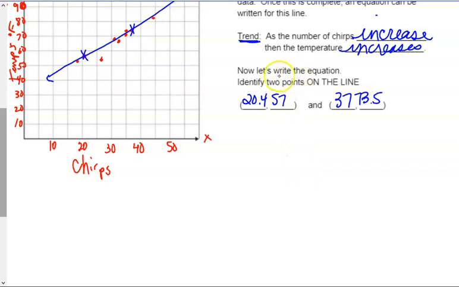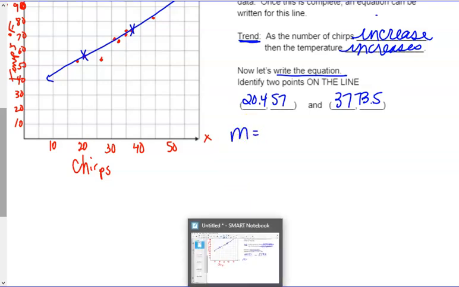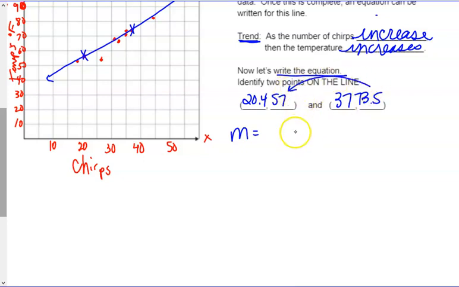So now let's write the equation. In order to do that, we have to have 2 points. Just like what we've learned in chapter 2, from 2 points, I can find a slope between those 2 points. And I'm going to do y minus the y. So 73.5 minus 57 all over the x minus the x. So the 37 minus 20.4. And I can get the not so nice numbers as 16.5 all over 16.6.